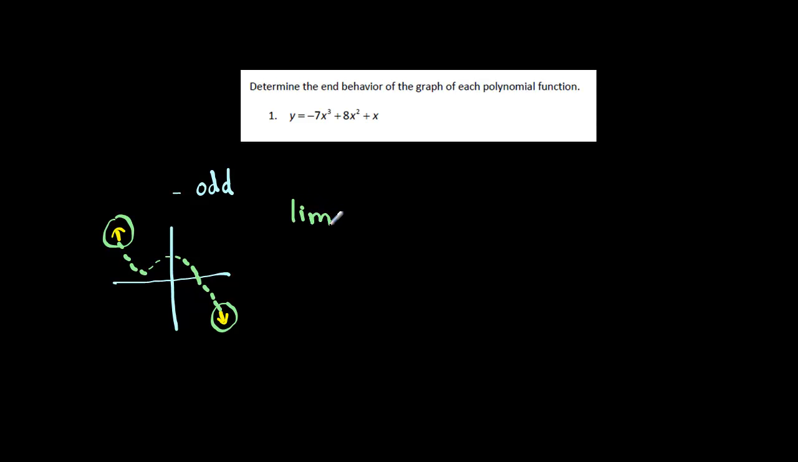So we're going to have the limit as x approaches negative infinity is positive infinity, because as I'm going left, it's going up. And the limit as x approaches positive infinity is going to be negative infinity since it goes down. And that's your answer.